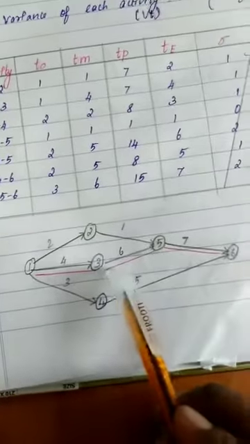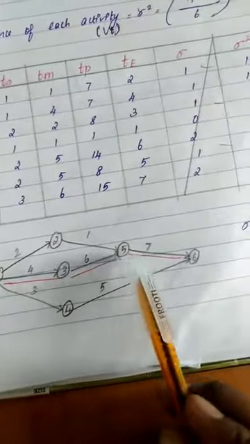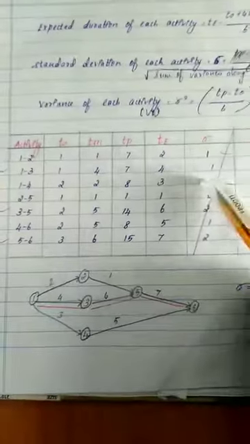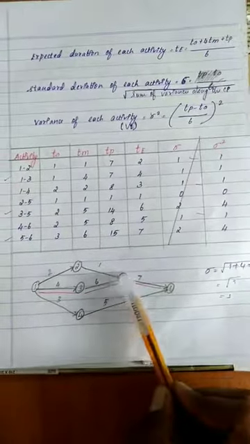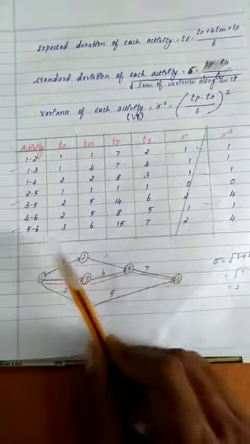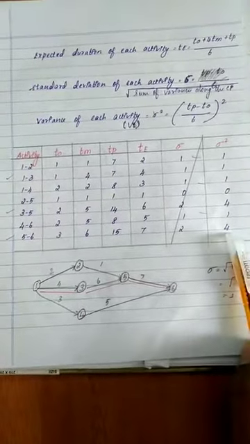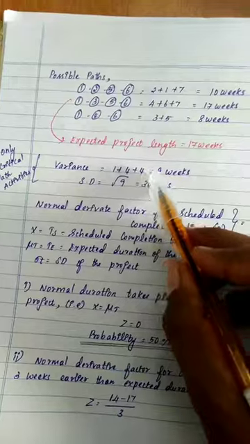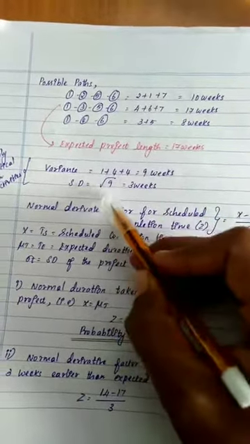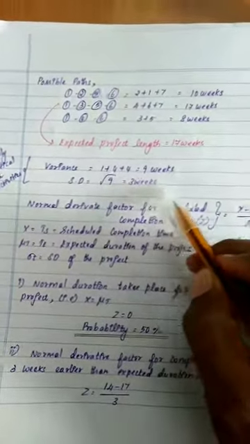So here the critical path is 1 to 3, 3 to 5 and 5 to 6. What's the variance value for this particular path? For 1 to 3 the variance is 1. For 3 to 5 the variance is 4. For 5 to 6 the variance is 4. That's why 1 plus 4 plus 4 is mentioned here, which is equal to 9 weeks, and standard deviation, we know, is the root of variance, which is equal to 3 weeks.